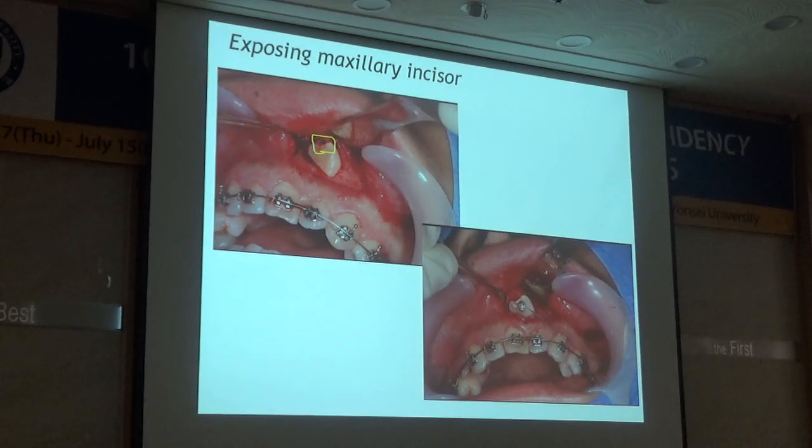So you have to keep that in mind, take pictures at the operation time, and inform the patient that the impacted tooth has an abnormal shape or structure. We may move the impacted tooth to the ideal position, but you may need additional treatment after the tooth is aligned.